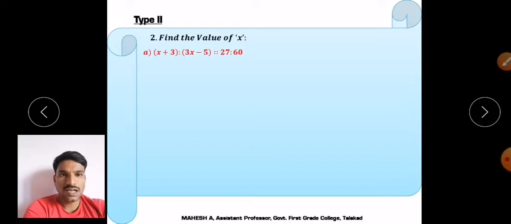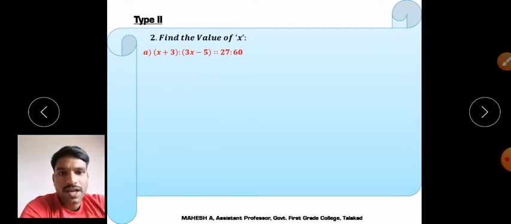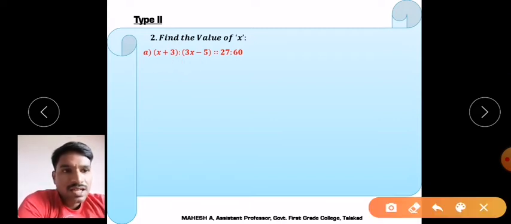So that is to say, take an example of x plus 3 is to 3x minus 5 is equal to 27 is to 60. This is the proportion which has been given. So in this you have to calculate the value of x. This one is also x and this one is also x. If you substitute the value of x, you will get the correct answer at the end. So that you have to calculate the value of x.